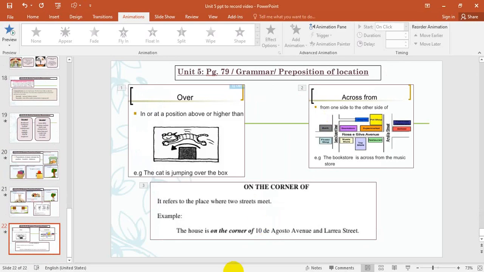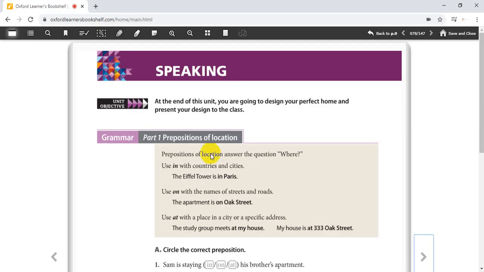Okay, all right, now let's go back to page 78. Prepositions of location answer the question where.